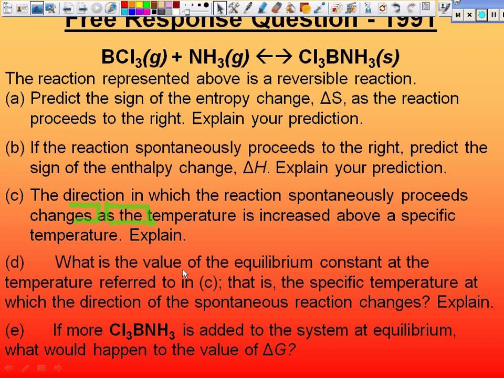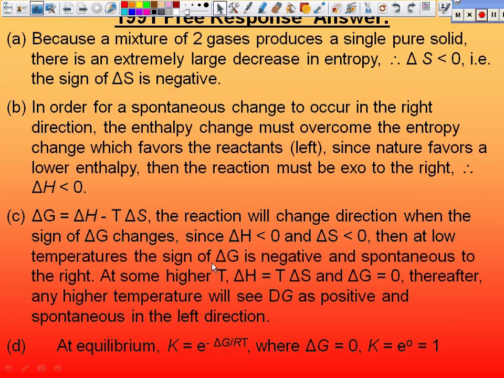Okay, here's why D does make sense now that I've read it. What is the value of the equilibrium constant at the temperature referred to in C? That is the specific temperature at which the direction of the spontaneous reaction changes. So, when delta H is equal to T delta S, that means delta G is 0. So, if you look at it from this perspective, what would E, then what is K? Delta G is equal to 0, so K is equal to 1. So, it'd be at equilibrium. That's a bad question.